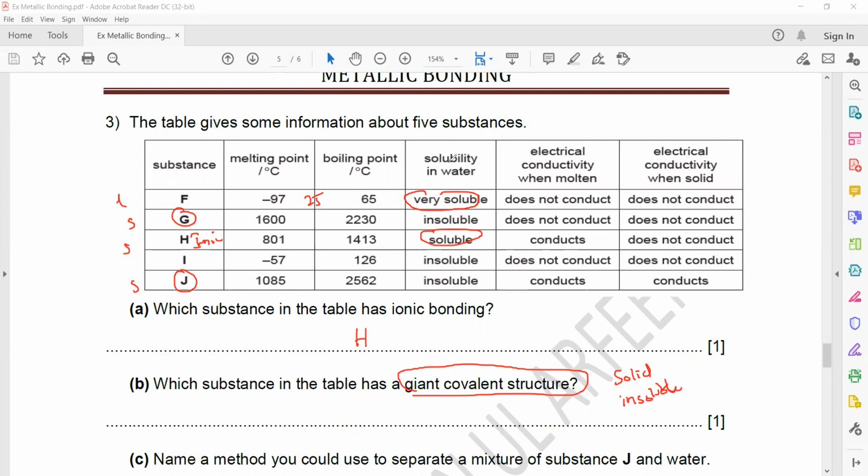So for a giant covalent structure, the substance should be insoluble in water. It does not conduct electricity, either in molten form, melted form, or in a solid state. So that's why G is the right answer. Why not J? Even J is insoluble, but it is conducting electricity in a solid as well as in a molten form. So basically J is a metal and G is a giant covalent.